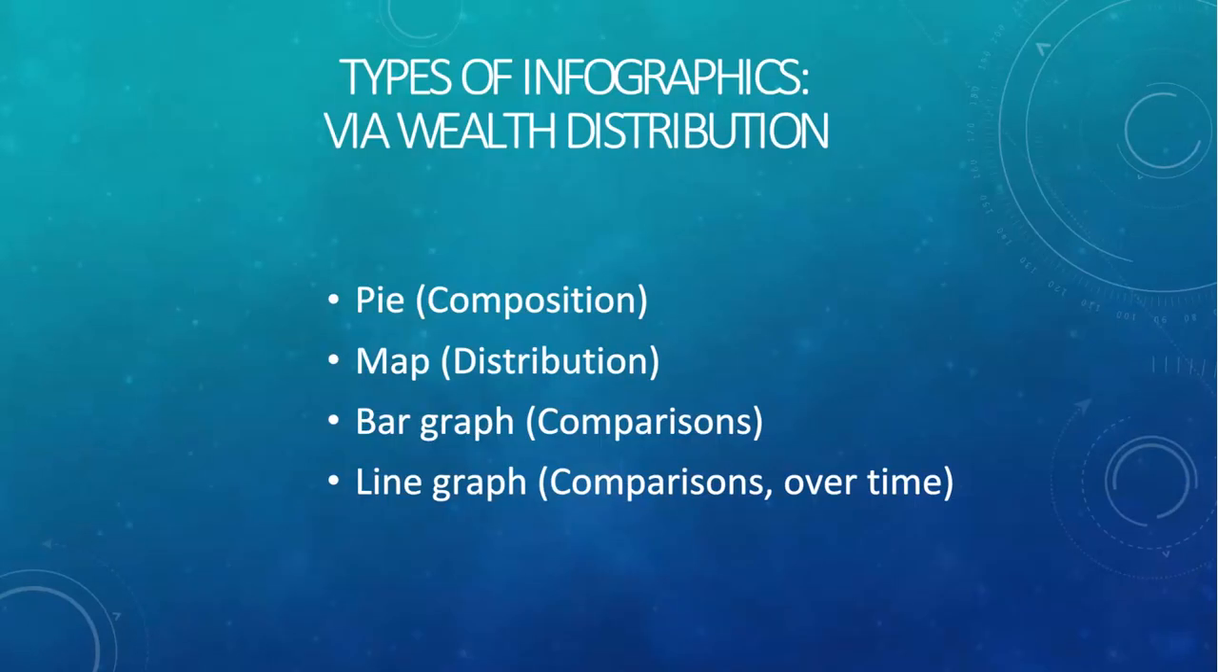Now let's get into types of infographics via wealth distribution. So we're going to use this one topic and look at how it is displayed across a number of different charts. You can get an idea of the pros and cons of each of those different kinds of charts. We're going to look at a pie chart, a map, a bar graph, and a line graph. The line graph is going to show us comparisons over time. The bar graph is also going to show us comparisons. The map is going to show us distribution. And the pie chart is going to show us composition.